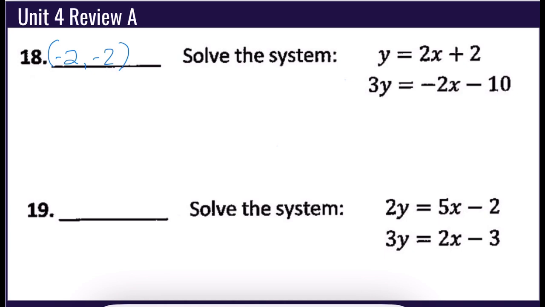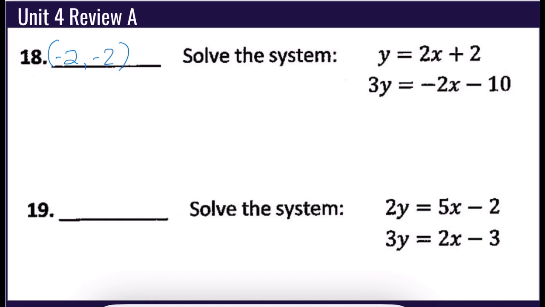So for number 19, we're still going to use elimination. So I'm still going to try and create opposites. But in this situation, I have got to do some multiplying to make opposites happen. So one way to do that is to look at your pairs and see, is there anything that I could multiply them by that would get them to become opposites.